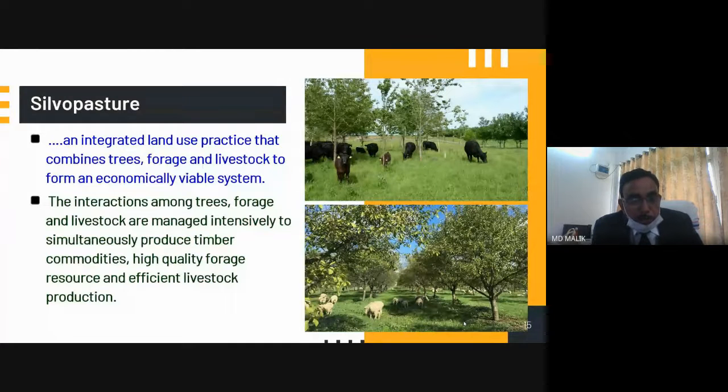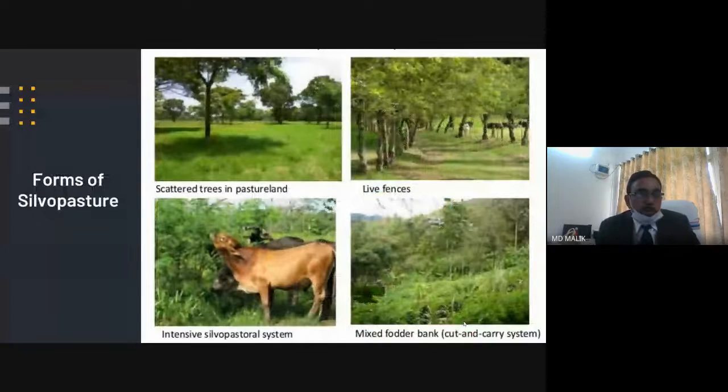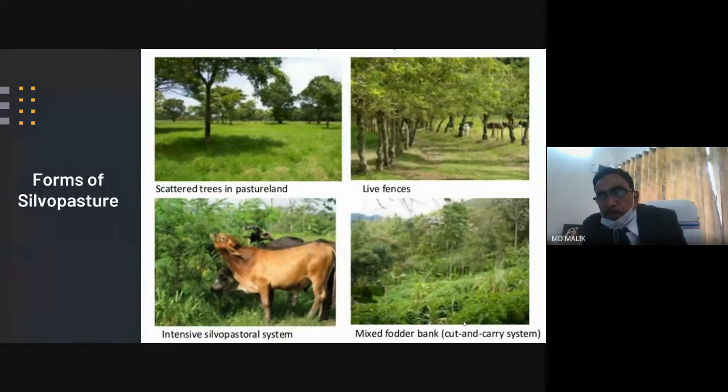We will see in the table also how it helps in the production of trees as well as fodder. These forests and livestock are managed intentionally to simultaneously produce timber commodities, high quality forest resources, and efficient livestock production. We have to think about livestock production, because there is a demand which we have mentioned earlier, that we have to overcome. And I'm sure that with technology development and different models, it helps in better livelihood as well as income generation for the farmers. See how these animals use this pasture land for grazing.